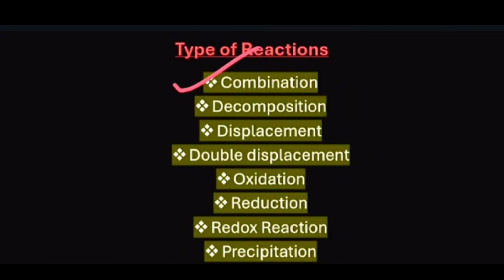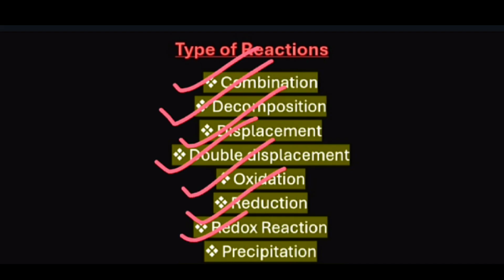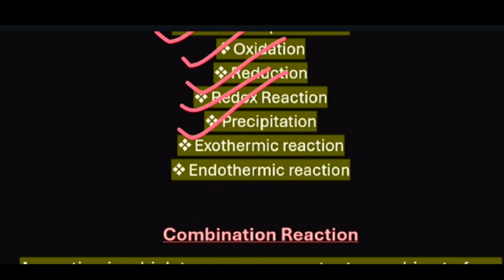Let's talk about the types of reaction. Number 1, combination reaction. Number 2, decomposition reaction, displacement reaction, double displacement reaction, oxidation reaction, reduction reaction, redox reaction, precipitation reaction. Other than these, we have exothermic reaction, endothermic reactions. So these are the different types of reactions. Let's discuss these reactions one by one.